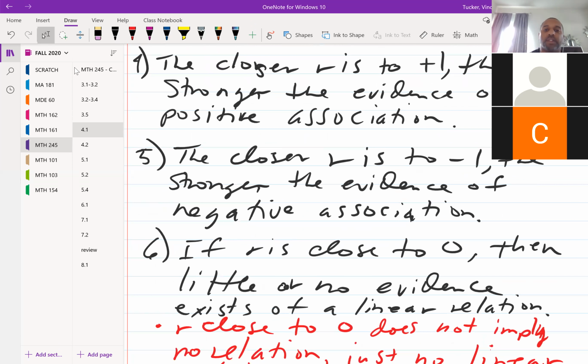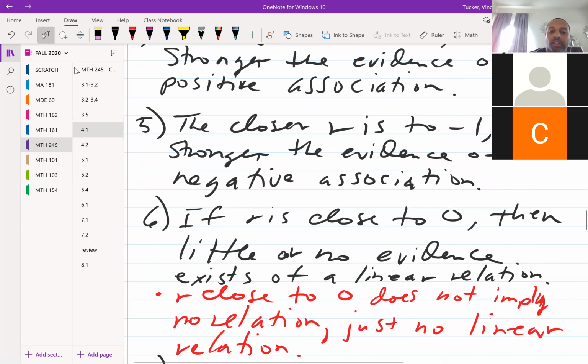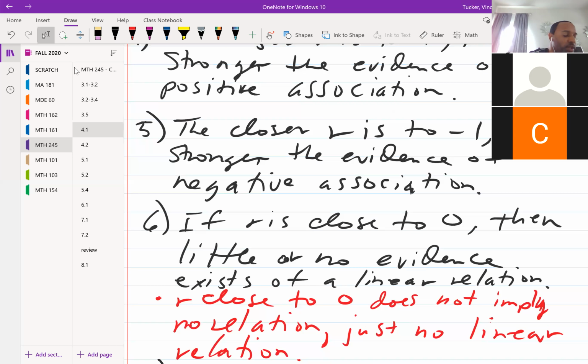All right, number 5. The closer R is to -1, the stronger the evidence of a negative association. 6. If R is close to 0, then little to no evidence exists of a linear relation. And that goes back to what's in red, what we were saying before. R being close to 0 does not imply no relation, just no linear relation. So being close to 0 does not mean there is no pattern. It's just not a linear pattern.